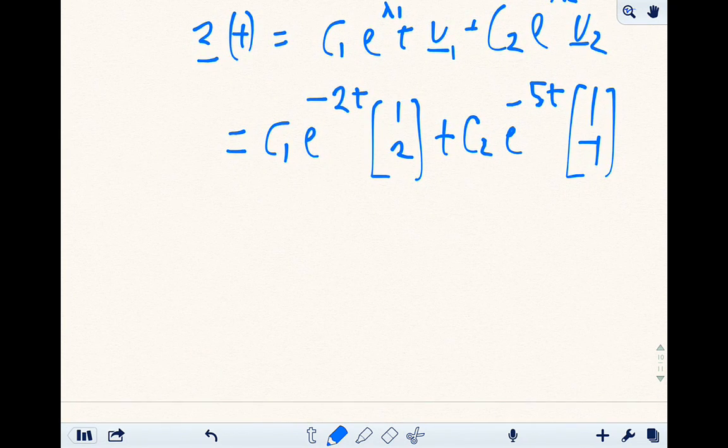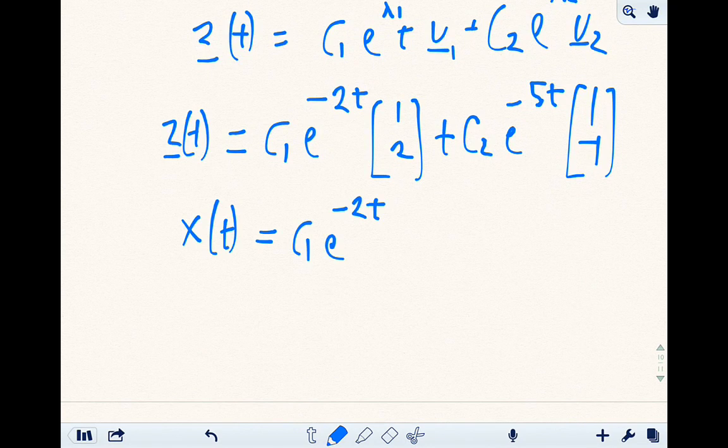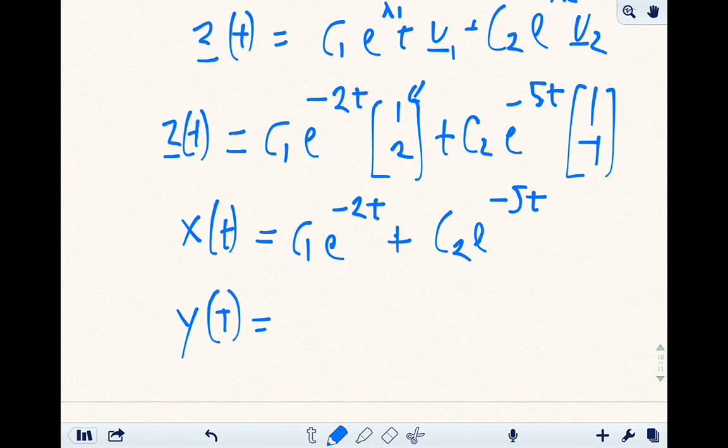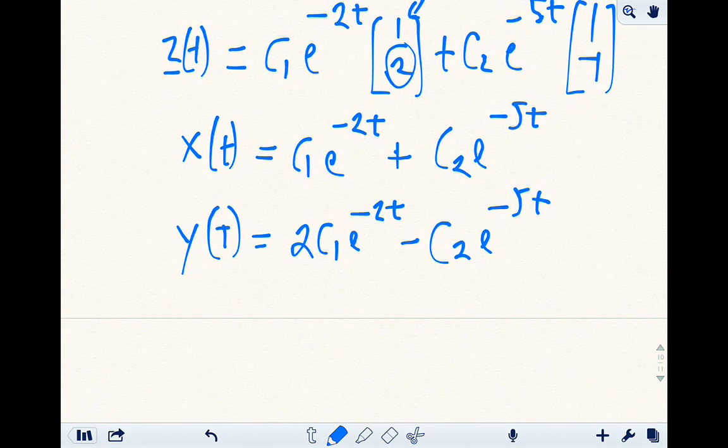Good. Now we can see that this actually represents two equations, two solutions. We'll just write it out in longhand. x of t, the first one looks like this: C1 e to the negative 2t times that first component of the eigenvector, 1, plus C2 e to the negative 5t times the first component of the eigenvector, which also happens to be 1. And our y of t is going to be 2, here's the 2, times C1 e to the negative 2t minus 1 times C2 e to the negative 5t. So there's your general solution, written in shorthand, written in longhand, of this original system of differential equations. Now we have these arbitrary constants.